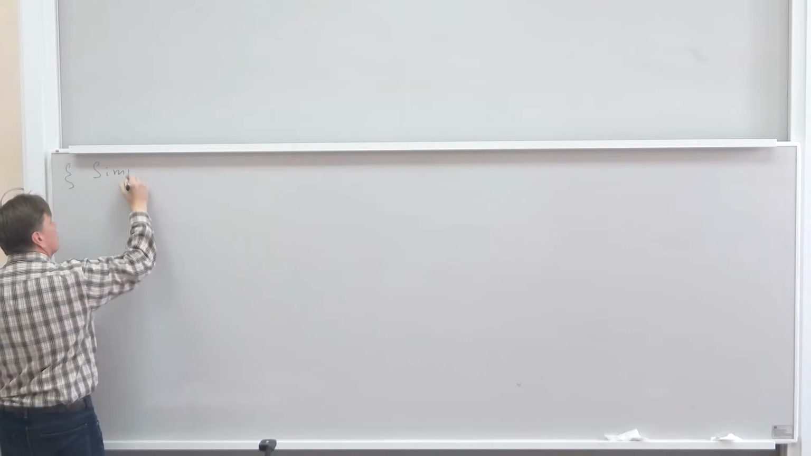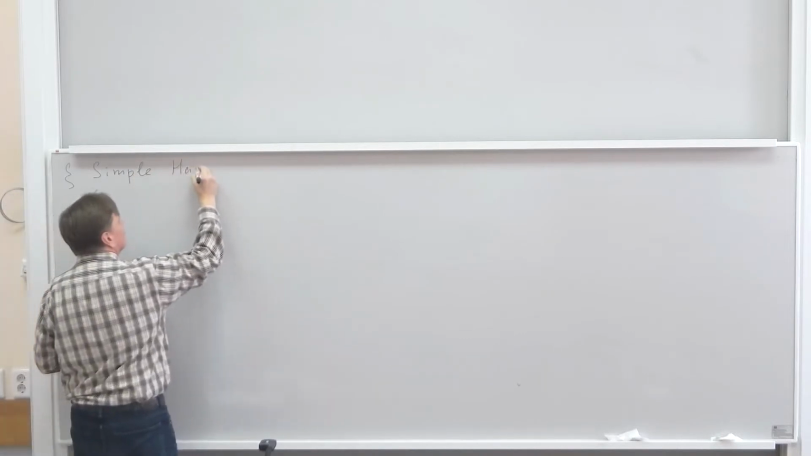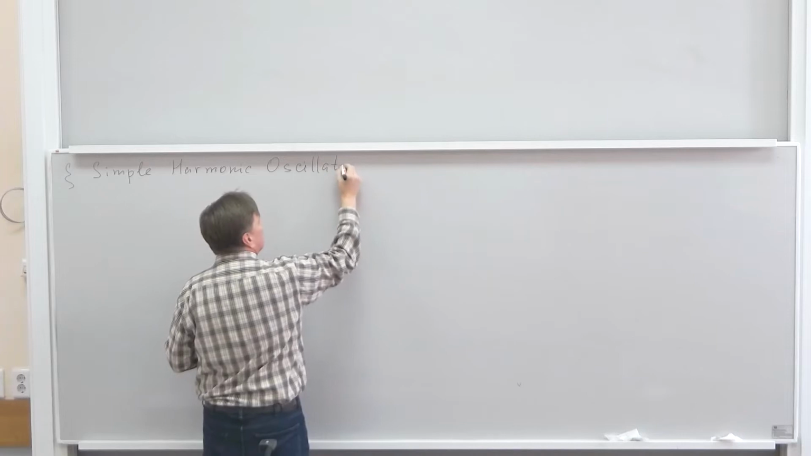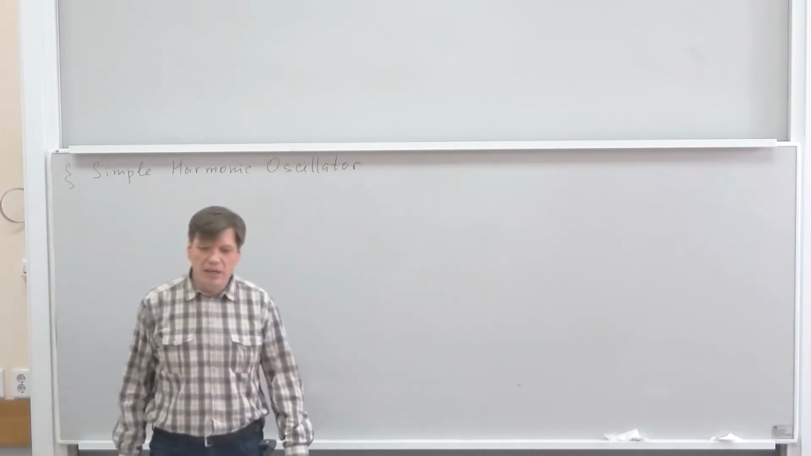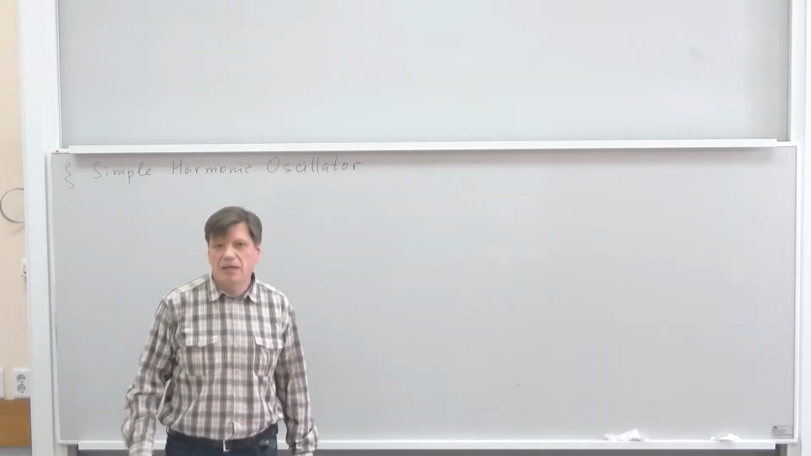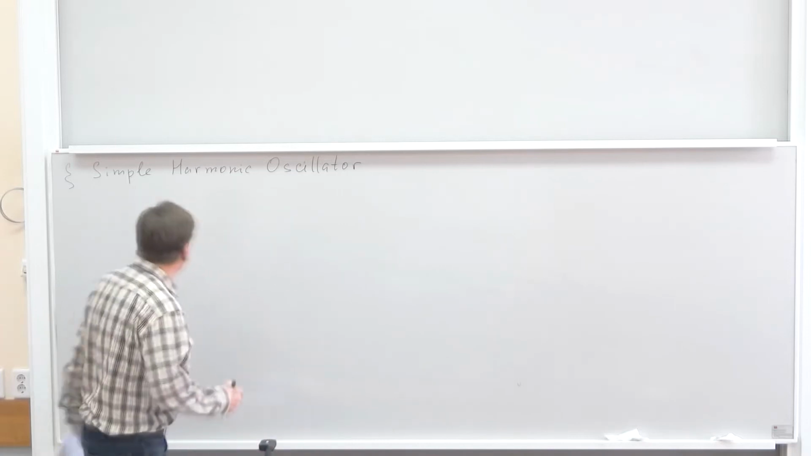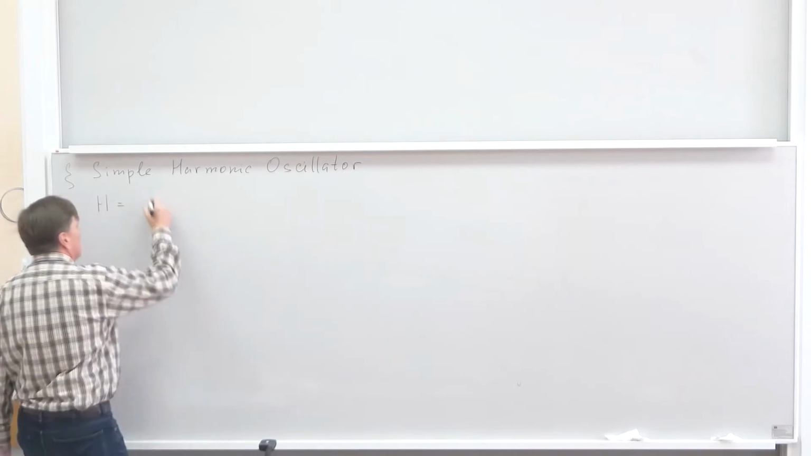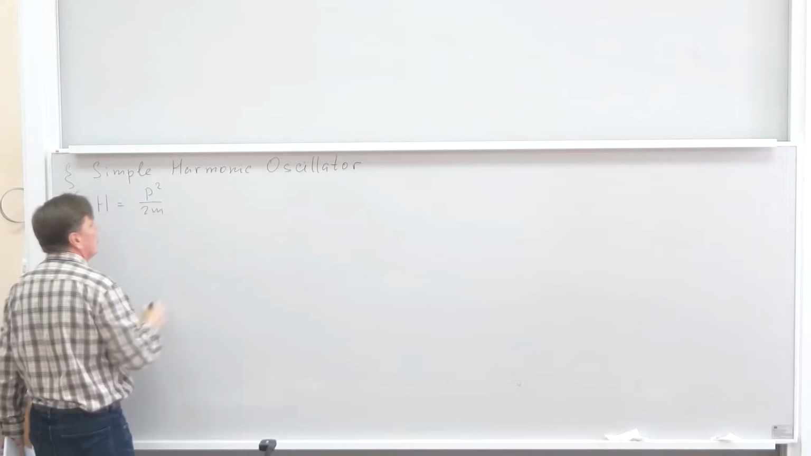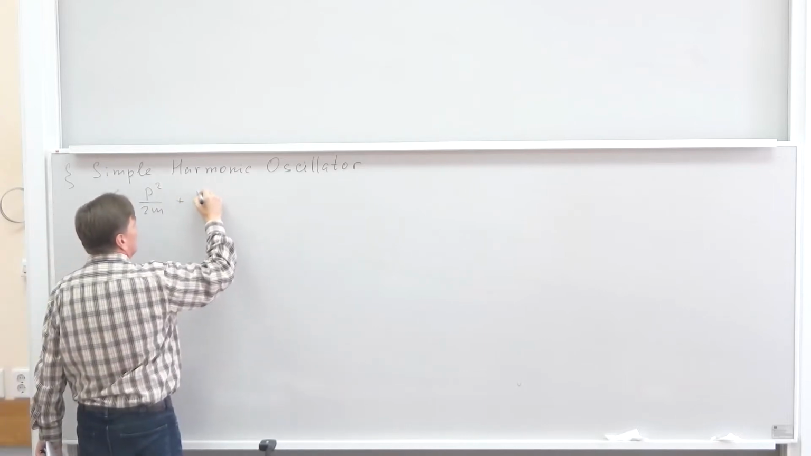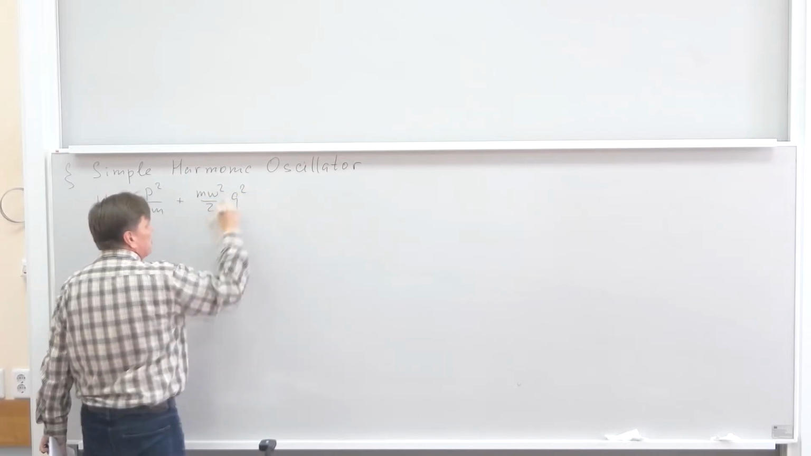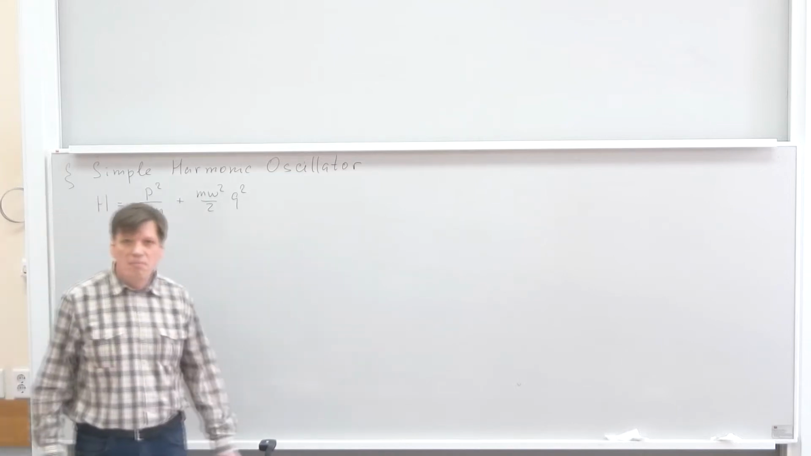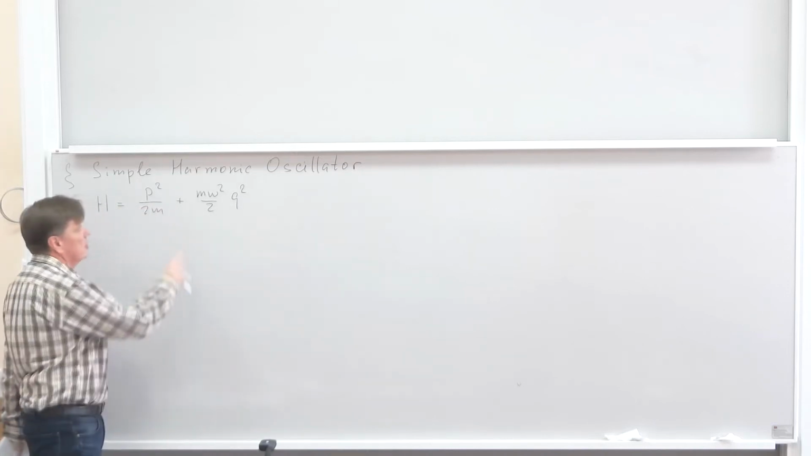Simple harmonic oscillator. As you know, in classical mechanics, a simple harmonic oscillator is a mechanical system with one degree of freedom, and the Hamiltonian, as usual, is given by the sum of the kinetic and potential energy. The kinetic energy is proportional to the momentum squared, while potential energy is proportional to the position squared. Here, the parameters m and omega stand for the mass and the angular frequency of the oscillator.